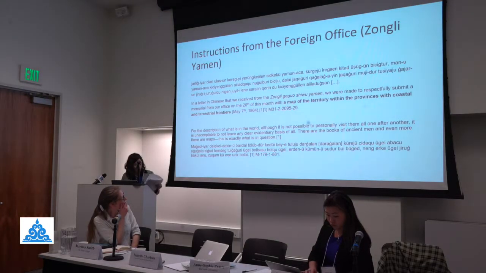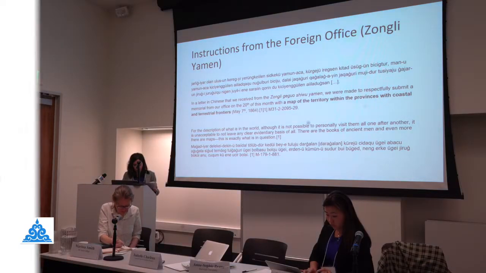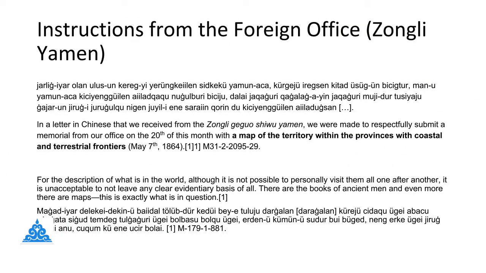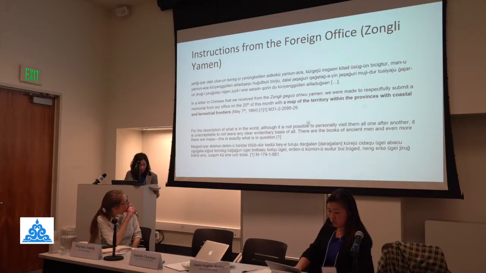On this slide, you have a letter with mapping instructions that was sent from the Zongli Yamen, or the foreign office of the Qing, and transferred down to the banners. The Zongli Yamen, or Foreign Office, was created in 1861 in the aftermath of the Convention of Beijing that marked the end of the Second Opium War. This office was designed to centralize in Beijing the management of relations with Western states instead of relying on imperial commissioners in the treaty ports like Shanghai.